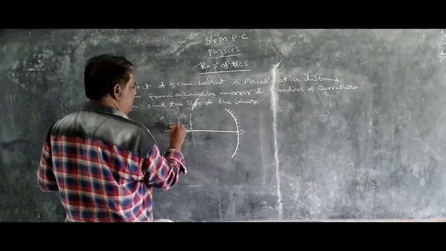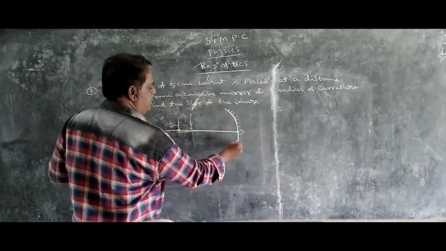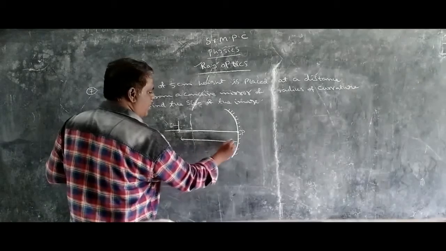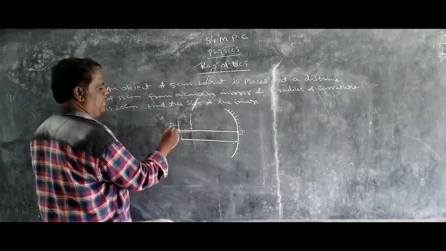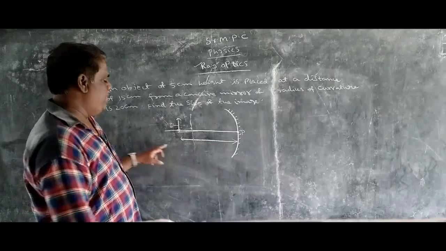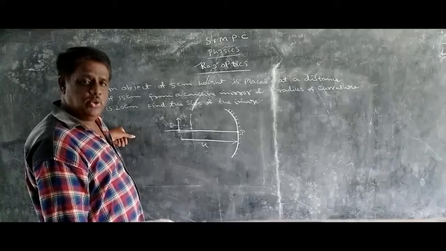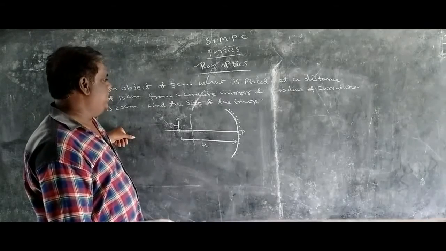This is the object height. It is placed at a distance of 15 centimeter. That is the distance from the pole to the object. This is the object here. Pole to object is nothing but the object distance, which should be denoted with U. U is the object distance.